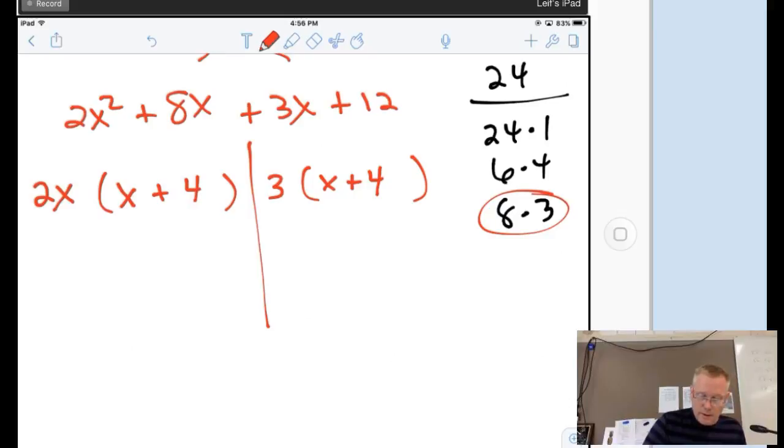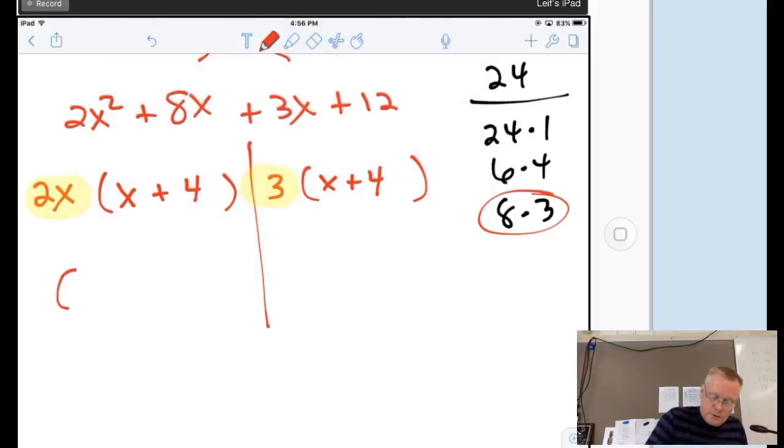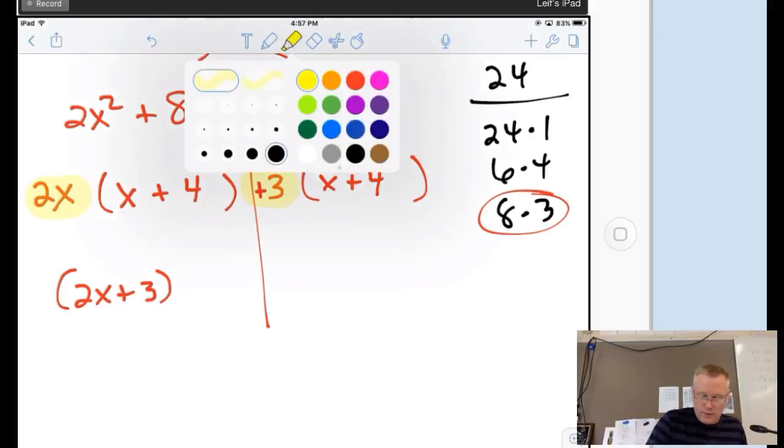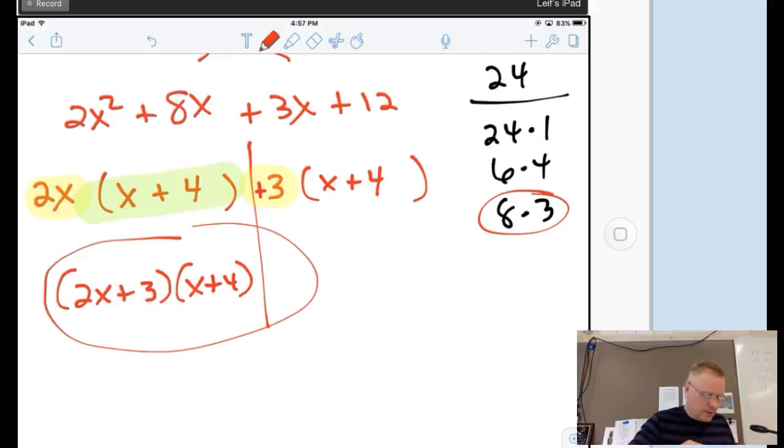And next, I got the answer here, believe it or not. What's in front of the parentheses is one answer, or one set of parentheses, which is 2x plus 3. There's a plus there. And the other one is what's inside the parentheses, which would be x plus 4. And those are my 2 sets of parentheses, which are my answer.